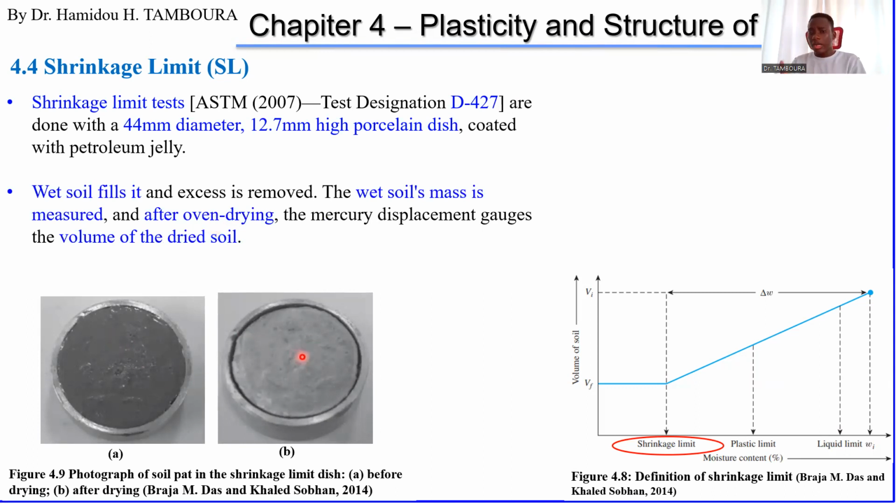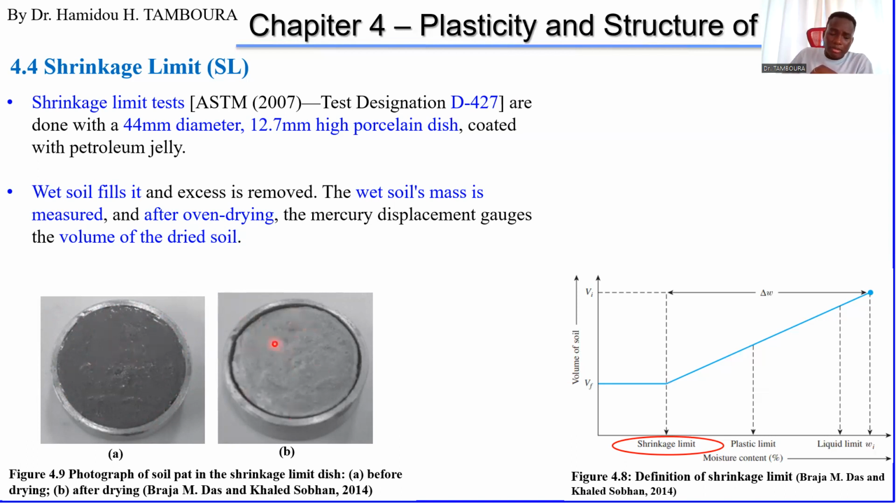Then the dry soil, you carry it and put it in what they call mercury displacement. There is a device in which there is mercury, and the displacement of this mercury will give you the volume of this dry soil. Now remember that the volume of the dish is known already, so that volume of the dish is considered as the initial volume of the soil when the soil was wet.